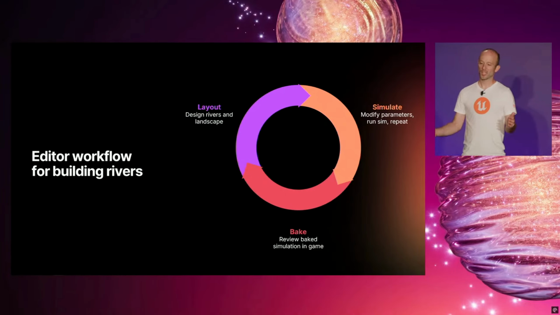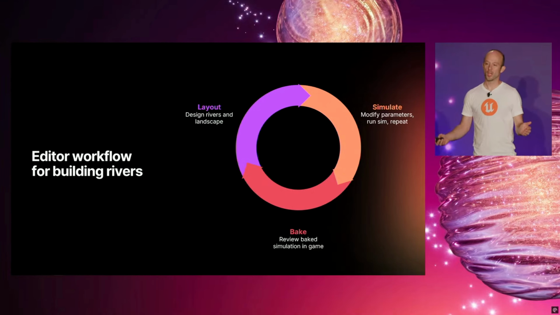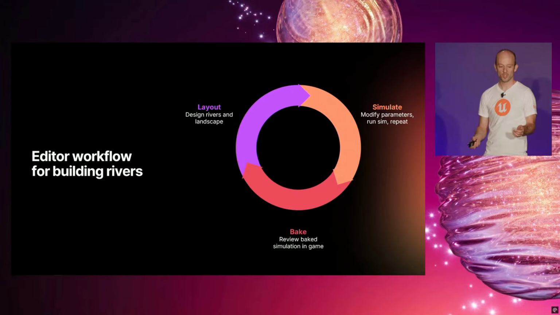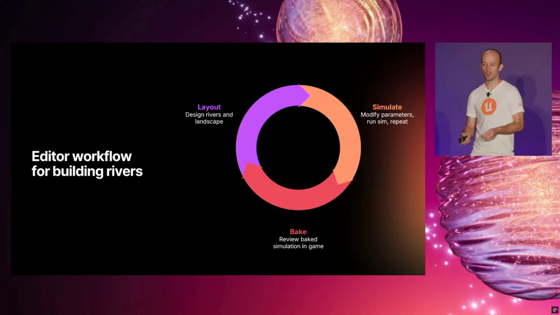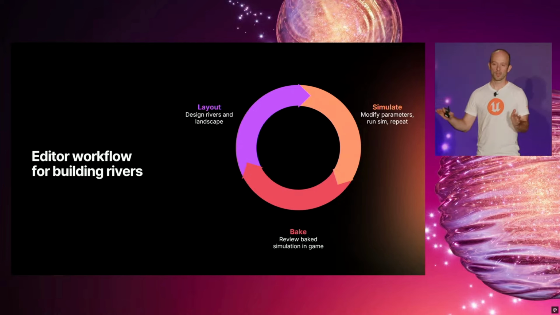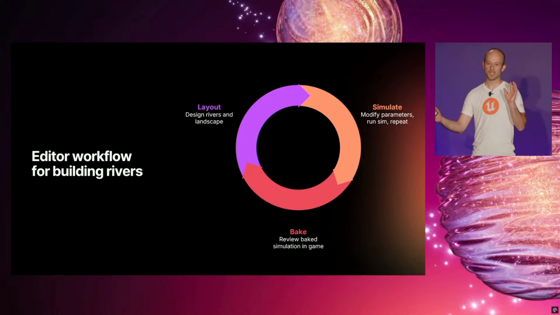So first, we will talk about the baking workflow. Here is an overview of the general editor workflow for doing the baked simulations. In purple, we have the first stage, which a lot of people who are used to working with water bodies in the engine might be familiar with, which is just laying out your rivers using the river splines, modeling the terrain, modeling your landscape, and just making sure that you have something where water can flow down it. So that's really all that matters here.